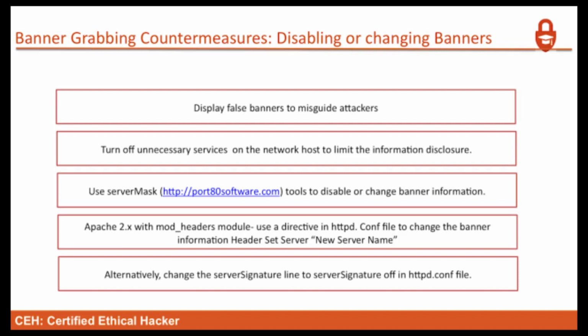to display this, right? So Apache 2 with the mod_headers module uses a directive in the httpd.conf file to change the banner information: Header set Server, new server name. So you can override the default settings like that, for example, in Apache. You can alternatively change the server signature line to ServerSignature Off in the httpd.conf file so it just doesn't display anything. But there's other ways you can look it up, right?